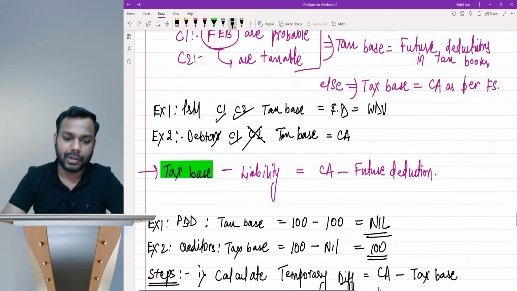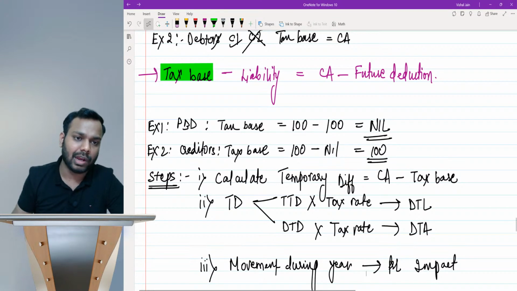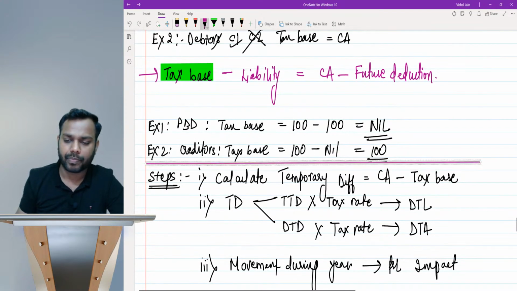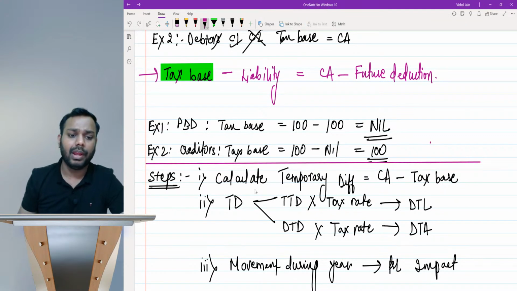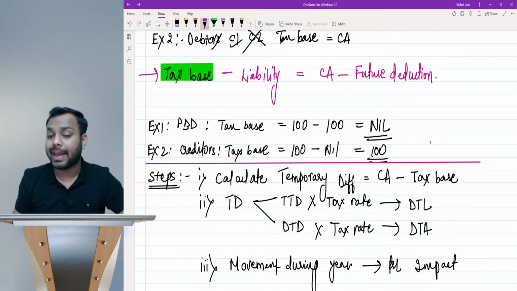Now, coming on to the steps for recording the deferred tax liability, but before that, let me give one clear line here so that you guys don't get confused. Okay, now steps. Calculate the temporary difference. And what is the meaning of temporary difference? Carrying amount minus tax base.